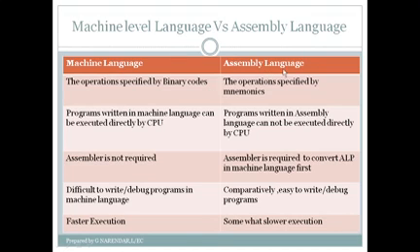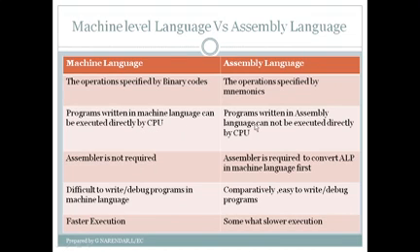And coming to assembly language, how the operations are specified, they are specified by using mnemonics. And the second point of difference is that programs written in machine language can be executed directly by the CPU as ones and zeros. Machine language means it is using ones and zeros, and the ones and zeros are easily understood by the CPU, so it can directly execute.